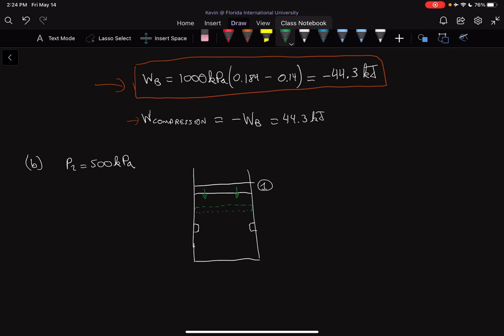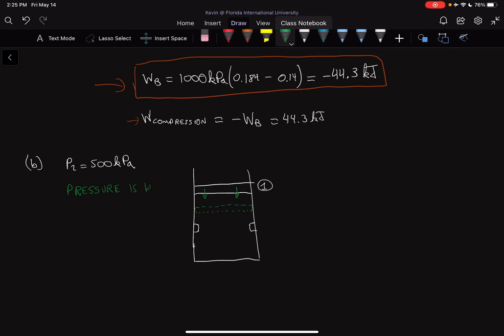Okay, so in the previous part, we know that it went down a certain amount. Now we're told that pressure 2 is lower than 1 megapascal. So how is that possible? How can we lower the pressure? How can pressure be less?